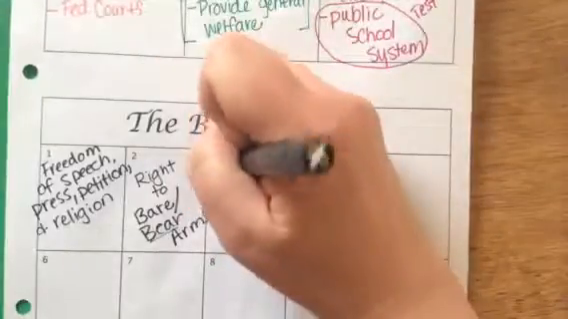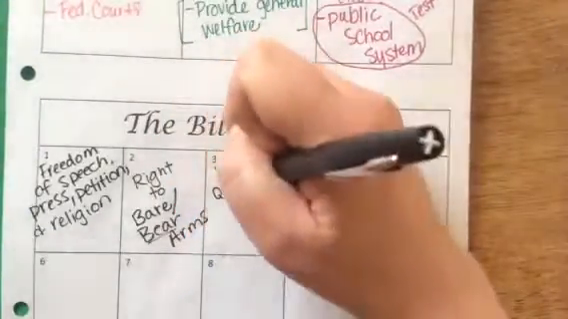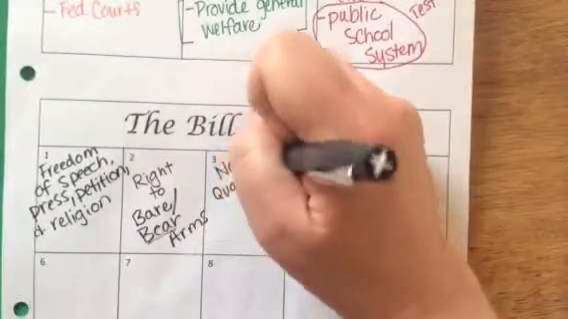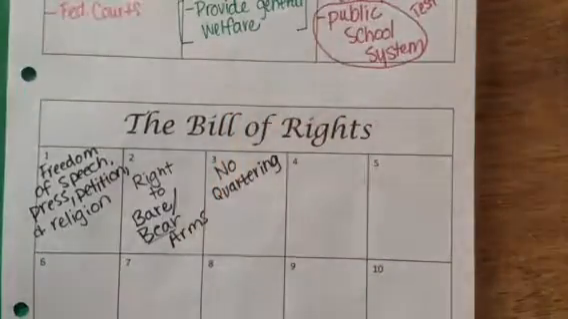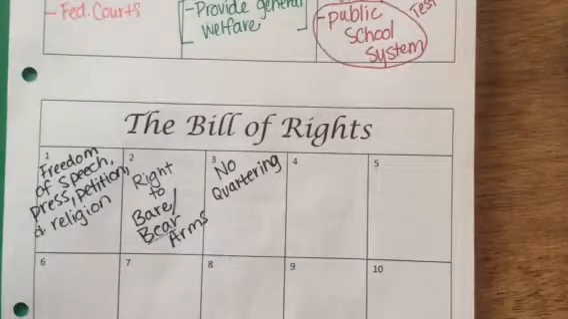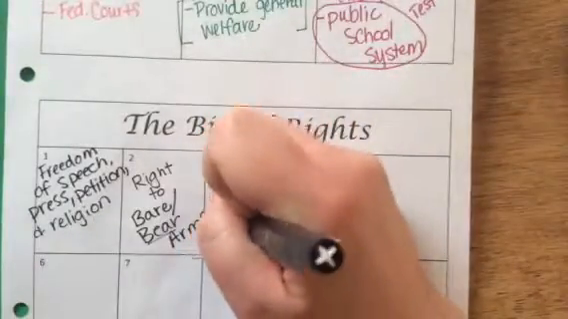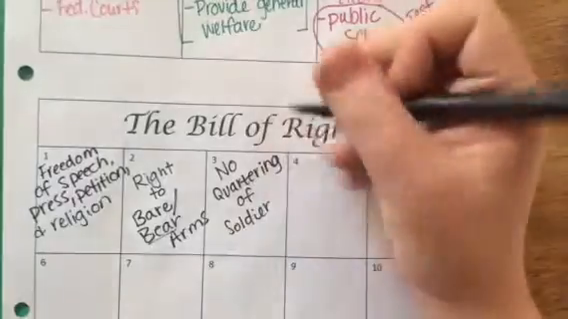Okay, also you have the right to not have soldiers in your house. This is called no quartering. We've never had to quarter soldiers, so it's hard for us to understand why this is a bill, but pretty much it's saying that you have a right to privacy. And a lot of these refer to privacy.